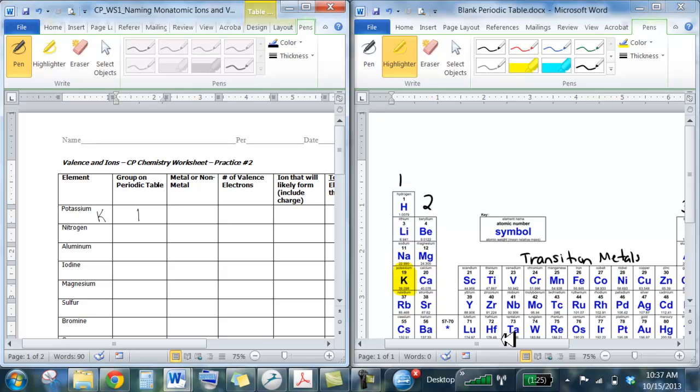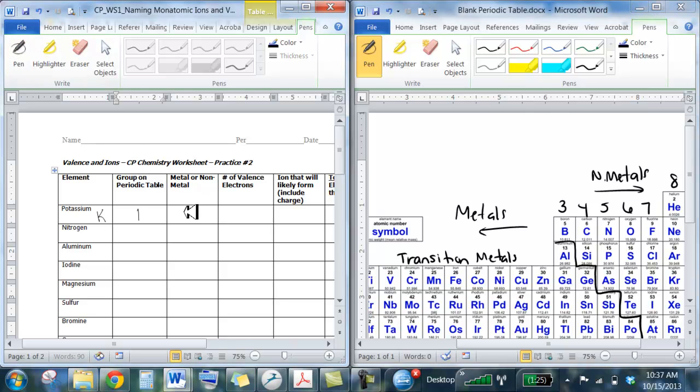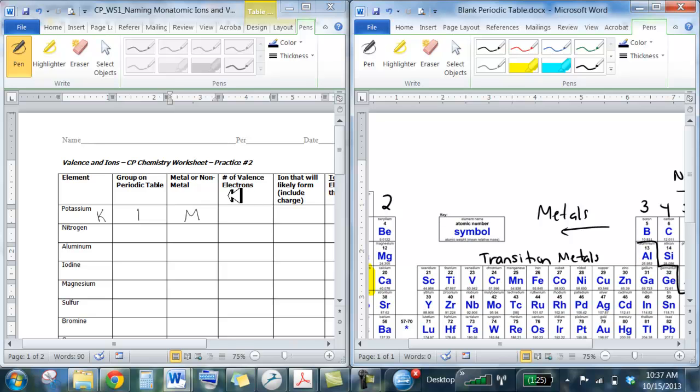The dividing line for the periodic table is the zigzag line that runs right over here. It runs somewhere right through here. So anything on the left are going to be your metals, and to the right will be your nonmetals. Since potassium is in group 1, it is going to be a metal. Now, the number of valence electrons is always equal to the group number. So this will have 1 valence electron.